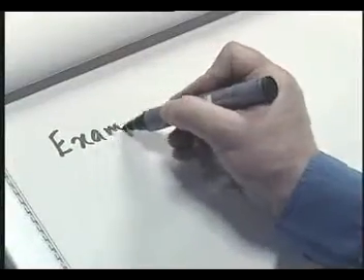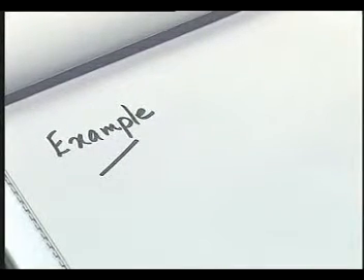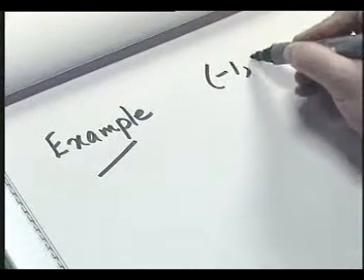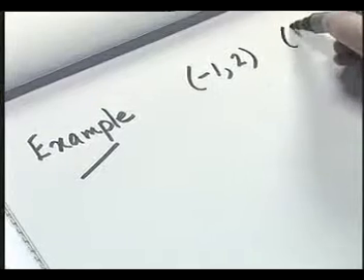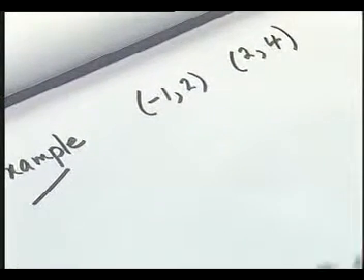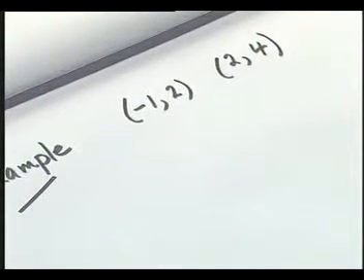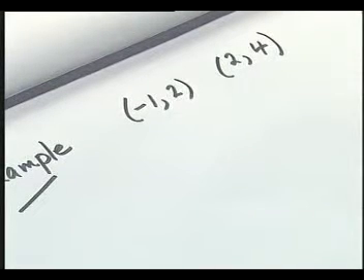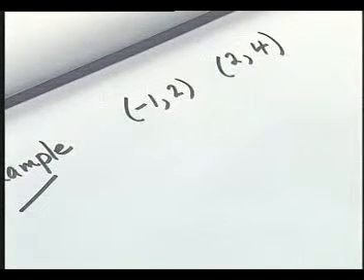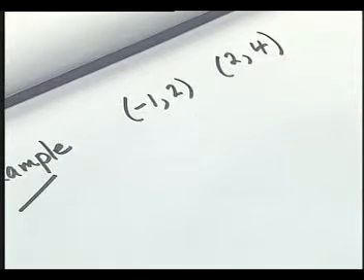Let's have a look at another slightly different example. In this example, I'm not going to give you the gradient of the line. Instead, we're going to have 2 points on the line. So let's suppose our 2 points are minus 1, 2, and 2, 4. So we don't know the gradient, and we don't know the vertical intercept. We just know 2 points on the line, and we've got to try to determine what the equation of the line is. Now, let's see how we can do this.